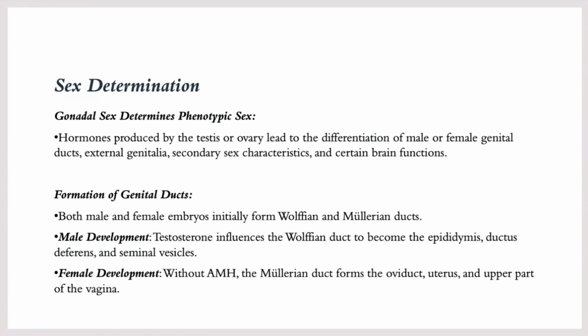Okay, so in male development, the testosterone influences the Wolffian ducts to become the epididymis, the ductus deferens, and the seminal vesicles, which are all, of course, going to contribute to the release of the sperm. In the female development, when there is no anti-Mullerian duct hormone, this is going to influence the Mullerian duct to continue to form, and it will then form the oviduct, the uterus, and the upper part of the vagina.